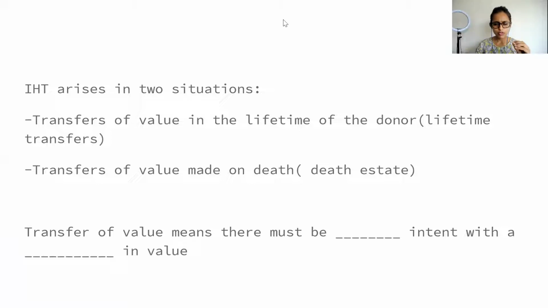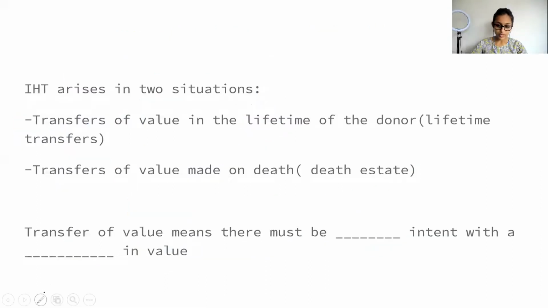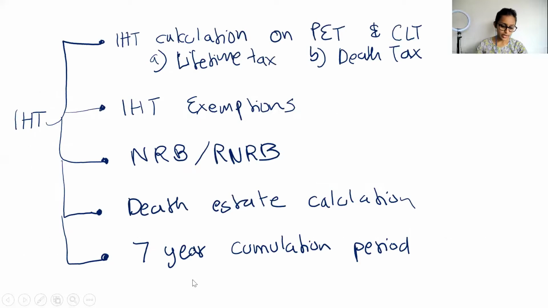Now let me put your focus on some important areas, some key classifications or important topics in inheritance tax. Some frequently tested areas. One is the IHT calculation on PET or CLT. Now they can ask you either for lifetime tax or death tax. I hope you know the difference between both of them. If not, we'll consider it in a while.